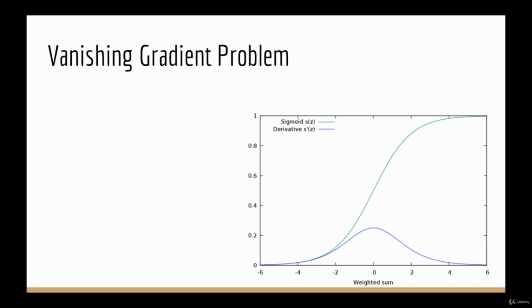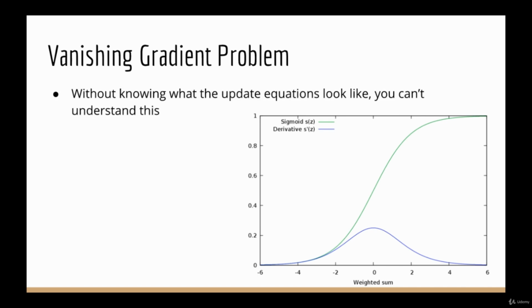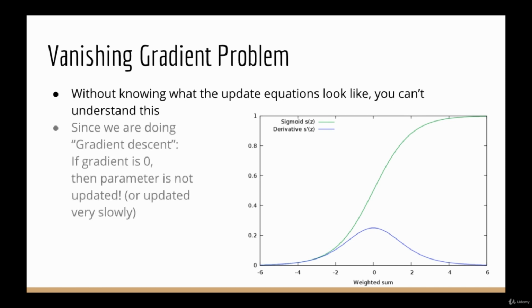Firstly, there's the vanishing gradient problem. Without understanding what the backpropagation equations look like, you can't understand this. Let's look at the derivative of the sigmoid. We can see immediately that once the input gets large enough in magnitude, the gradient goes down to 0 very quickly. And since we are doing gradient descent, if your gradient is 0, then your update is 0, and your parameters will not get updated. But that's not the only problem.